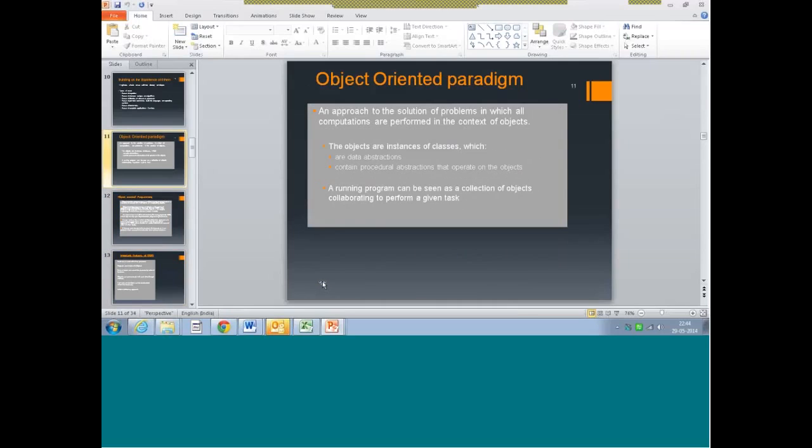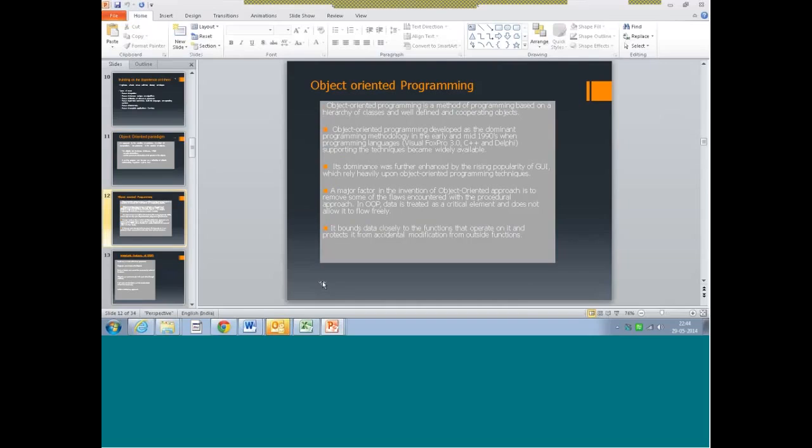So the definition you are seeing here. What is object oriented programming then? If you have objects, object oriented programming is your ability to use these objects and make sure that those objects interact and deliver you a service. That's all object oriented programming. That means I use these objects and make these objects function for you, work for you. That is object oriented programming.